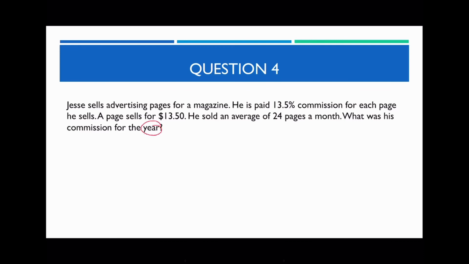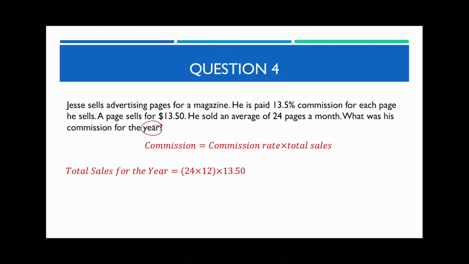So first of all, let's figure out on average what his total sales are for the year. So that is the formula over here. To find out the total sales of the year, you're going to be multiplying 24 by 12 because there's 12 months in a year, and you're multiplying that by the price of each page. So if you do this, you're going to get an answer of $3,888.